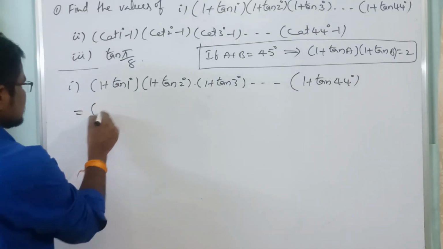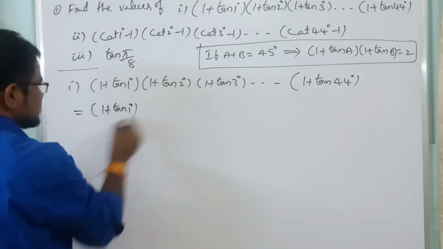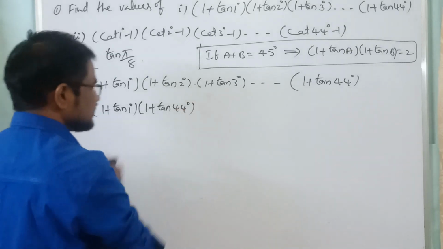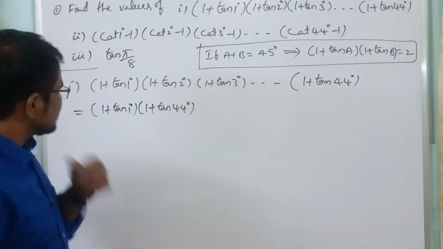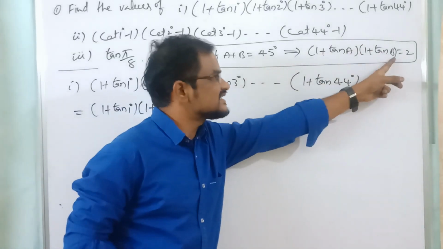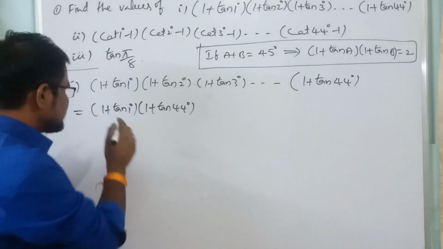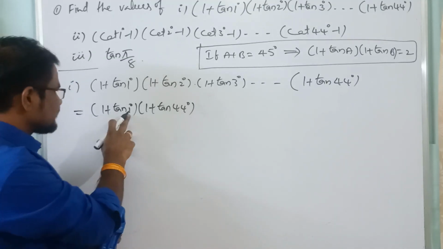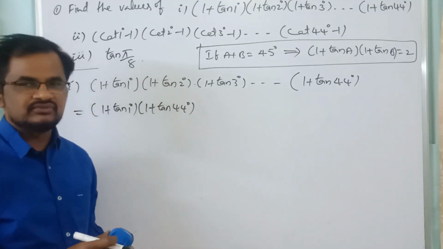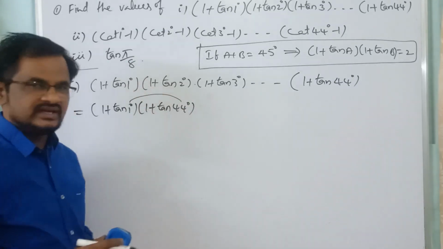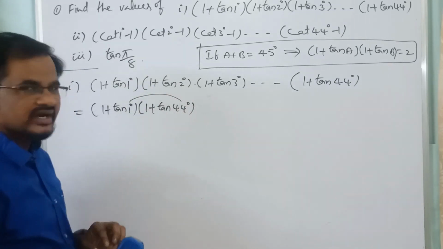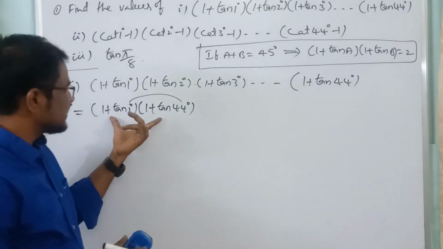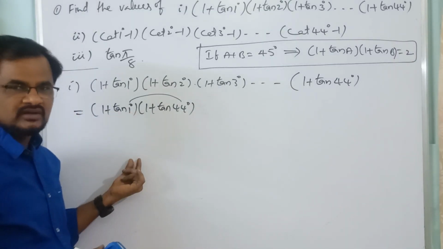See, I will write these two at one place: 1 plus tan 1 degree, 1 plus tan 44 degrees, because these two satisfy this condition. See, it is in the form of 1 plus tan A, 1 plus tan B. In place of A, 1, and in place of B, 44 degrees. Add these two: 45 degrees. Right? A plus B equals 45, and it is in the form of 1 plus tan A, 1 plus tan B. So simply you can take the value of this one as 2.